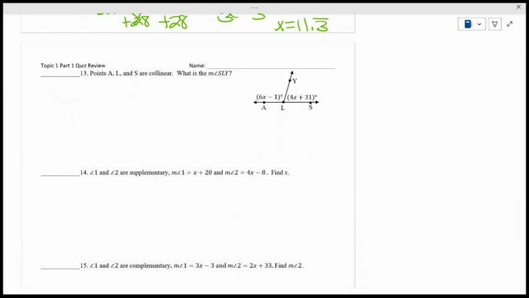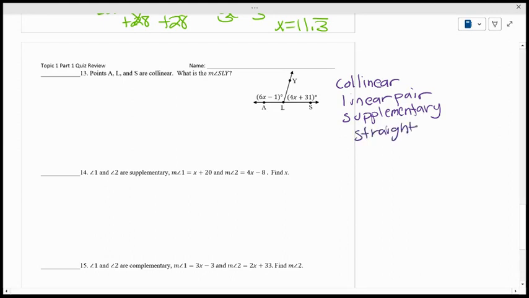Number 13, points ALS are collinear. Collinear means they make a straight line. So they make a straight line right there. ALS. Well, when they make a straight line, that means it's a linear pair, which means it's supplementary. All three of those words mean the same thing. So collinear, linear pair. Notice they both say linear, supplementary, and then sometimes you'll see the word straight angle. All of these mean 180 degrees.